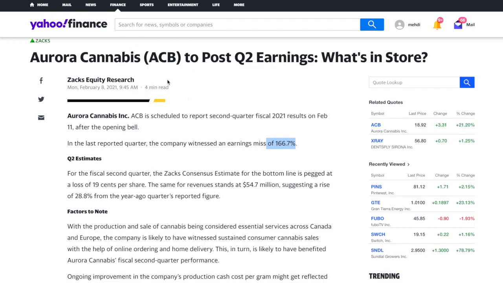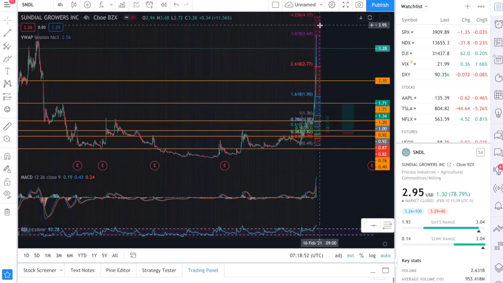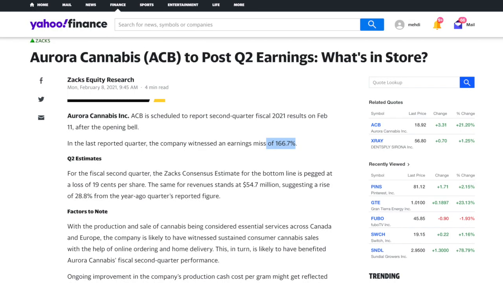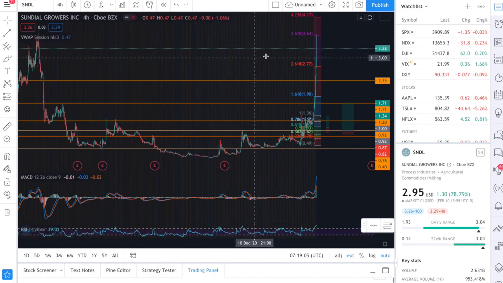If you see ACB is doing good or doing decent, then I'd probably hold on to SNDL a bit as long as you maintain those levels that I mentioned earlier. If not, then if they do bad and you start seeing ACB go down in price, then I would probably go ahead and take some profits, secure some profits, or just raise your stop loss.